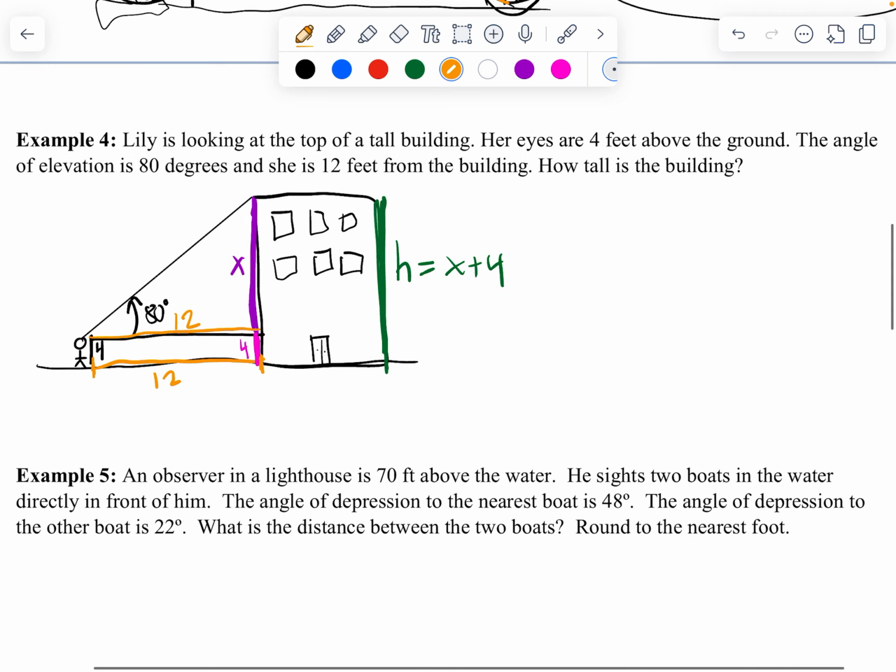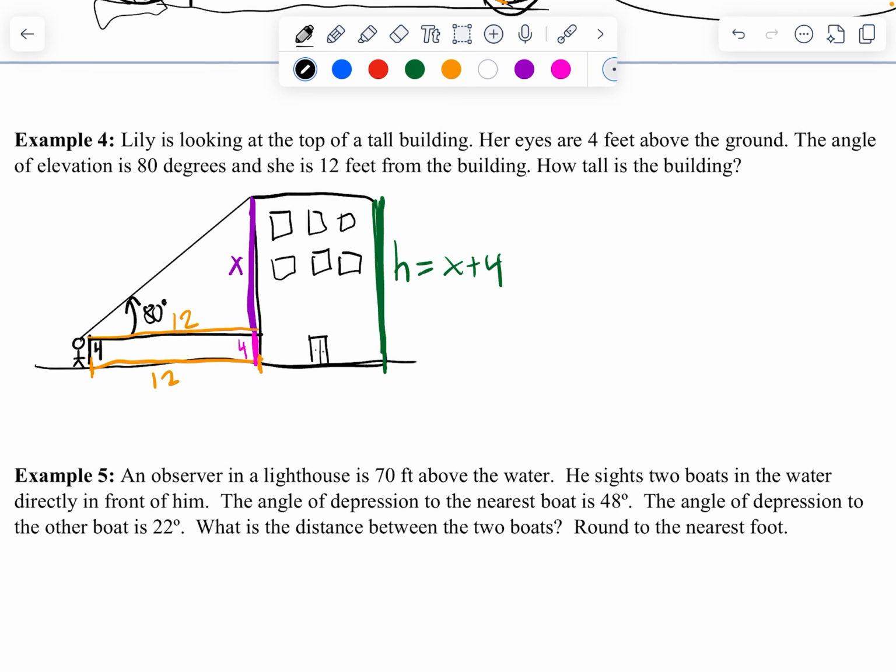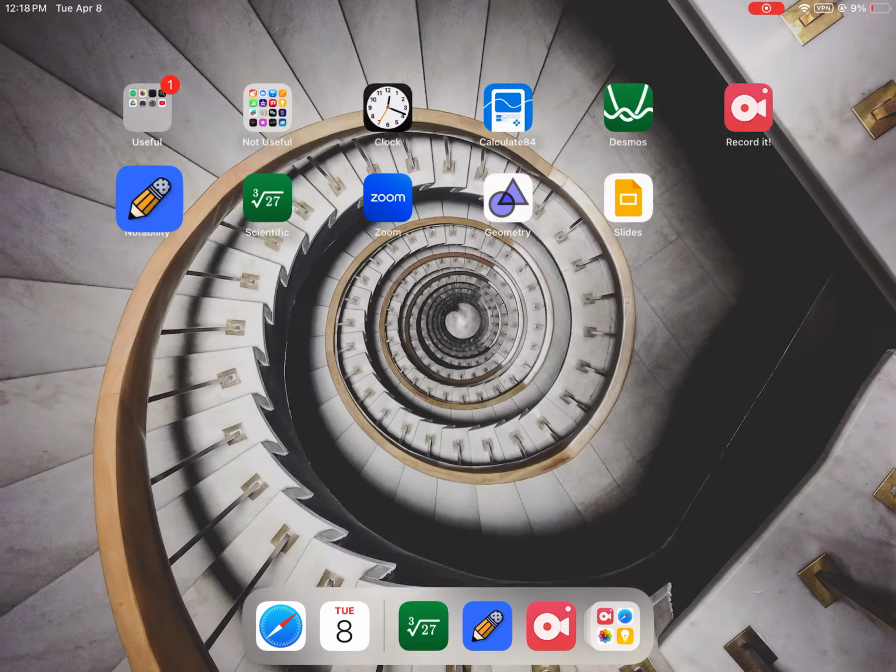All right, we'll set this one up a little quickly and then solve. So we have an opposite and an adjacent. That is a tangent function. So tangent of 80 degrees equals opposite over adjacent, times 12 both sides. And we get x equals 12 tangent of 80. That is the x value. We add 4 to it. We get our final answer.